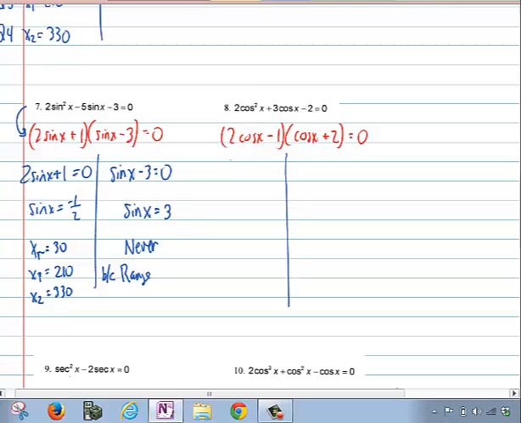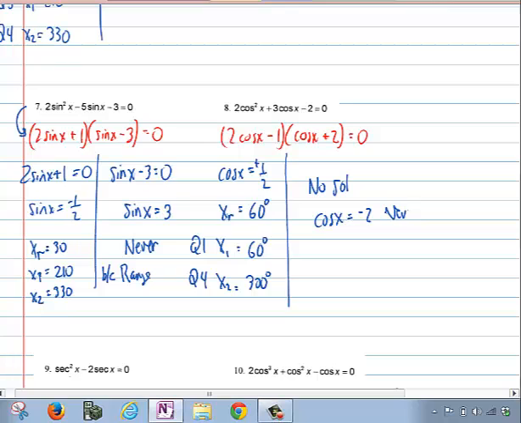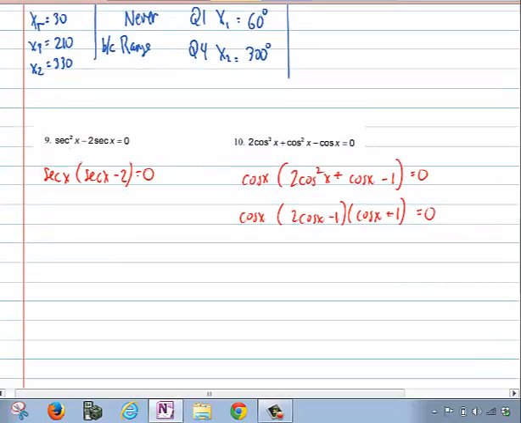On this next problem, we're looking for where the cosine of x is equal to 1/2. The reference angle, as it was up above, is 60 degrees. Since it's positive, our first and second answers are in quadrant 1 and quadrant 4. So 60 in quadrant 1 is 60 degrees, and 60 in quadrant 4 is 300 degrees. The other one has no solution because cosine of x is never equal to -2. It's not in the range of cosine of x.